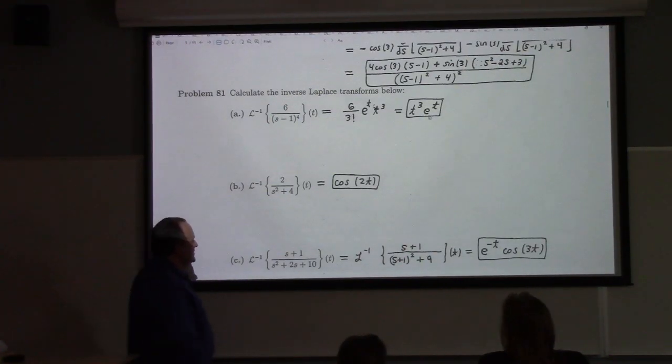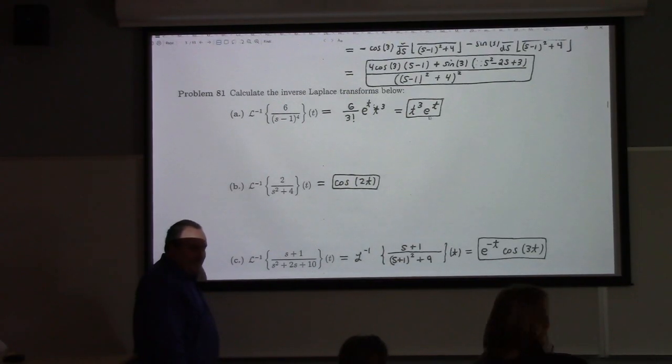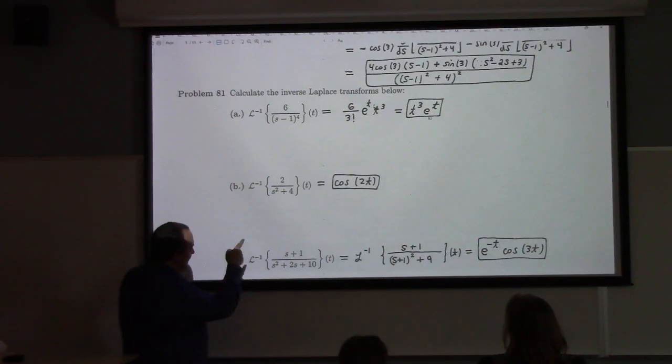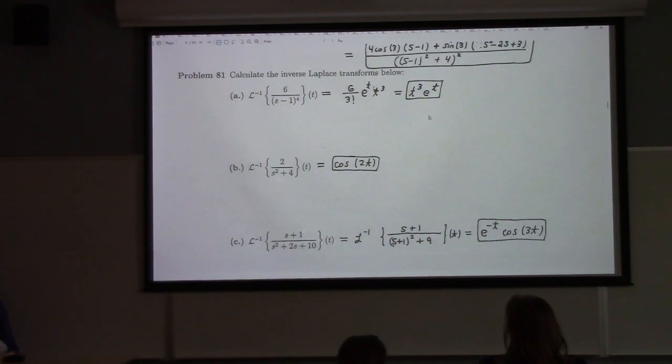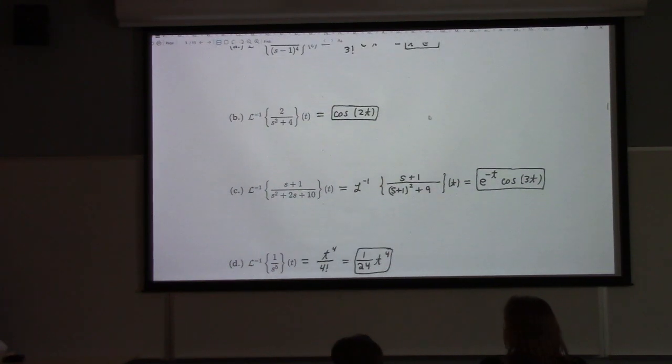You think it's a sine 2t. Are you willing to bet a letter grade on that? Good choice. Yes, that should be sine 2t. Yeah, sorry about that.